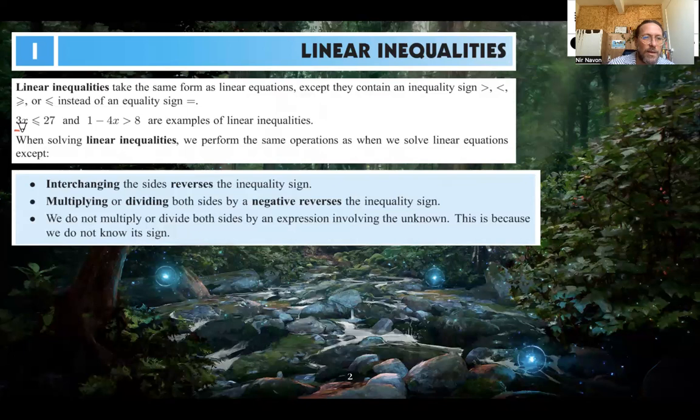For example, minus 3x and minus 27. I multiply both sides by minus 1. Then the sign changes from less than or equal to more than or equal to. We do not multiply or divide both sides by an expression. We don't divide both sides by x because we don't know its sign, whether it's positive or negative.